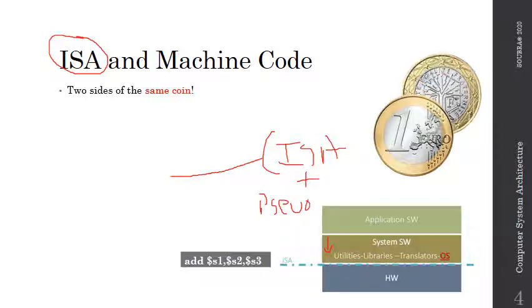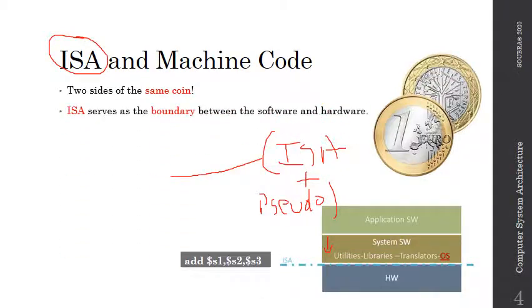Pseudo instructions. Alright, and why bother include pseudo instructions to the ISA? Well, remember, assembly is the last human readable part of the layers, so maybe it's too complicated to code everything in ISA. It will take too long.